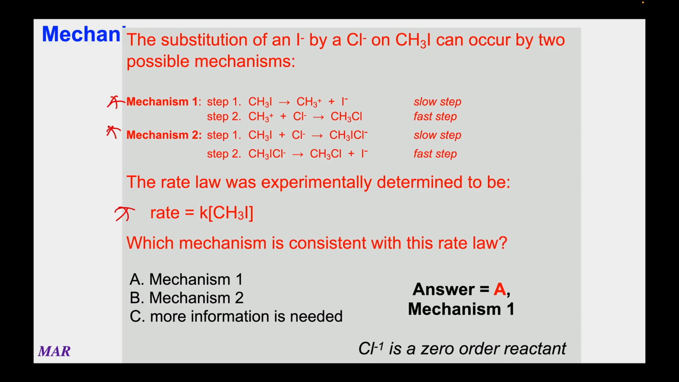All right, chloride is a zero order reactant. It doesn't affect the speed. Methyl iodide, though, does affect the speed. It's first order, and that's what mechanism 1 is saying. If you would have found that the rate law equals k times CH3I times chloride to the first power, you would have picked mechanism 2 because their slow step had two chemicals in it. So you'd expect to have both CH3I and Cl minus in the rate law. But that's not what you found, so mechanism 1 looks to be a better mechanism here.